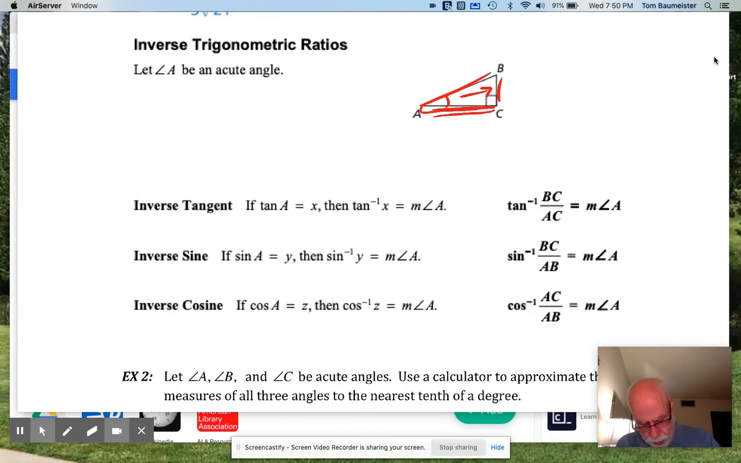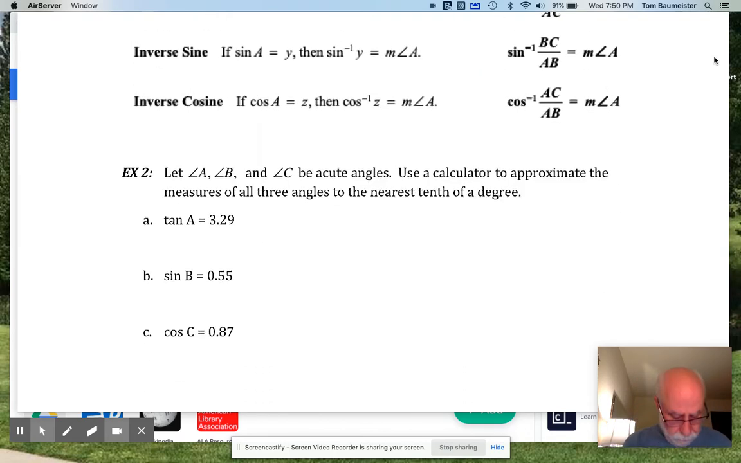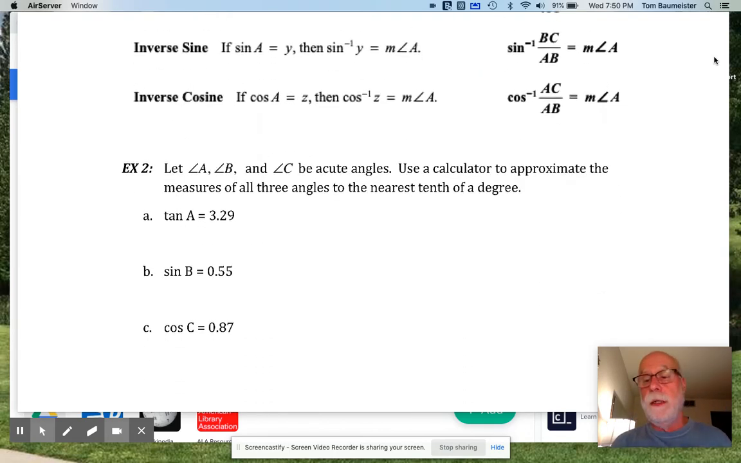So let's go ahead and I'll erase all of that, and let's look at our next example. This one, they're just trying to get you to learn how to use the calculator, and I'll probably have to show you that tomorrow to make sure. So let angle A, angle B, and angle C be acute angles. Use a calculator to approximate the measures of all 3 angles to the nearest 1/10 of a degree.